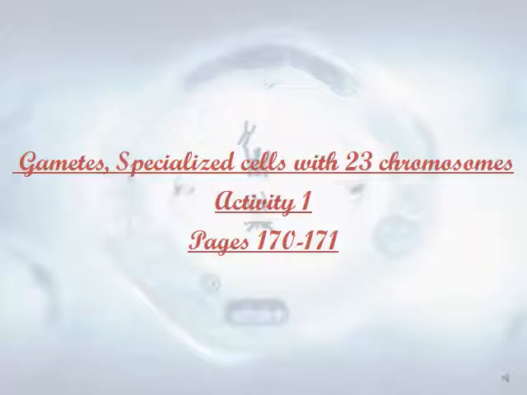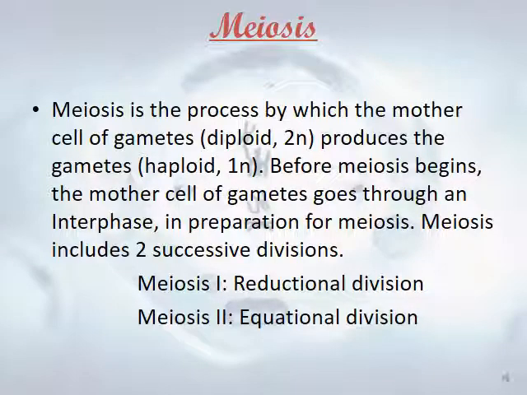Okay, let's move to gametes, specialized cells with 23 chromosomes, activity 1, pages 170 and 171. Let's move now to meiosis. Mitosis is the process by which the somatic cells divide.